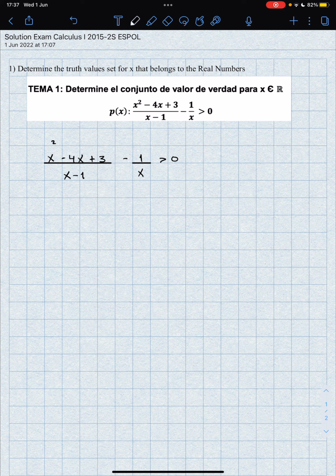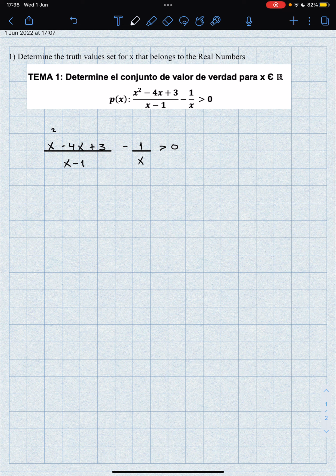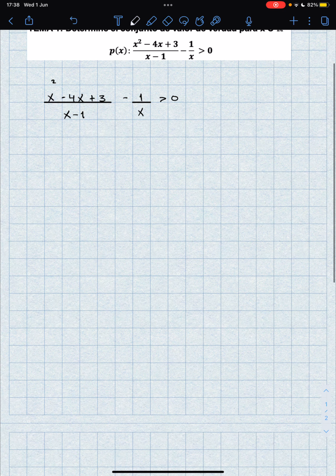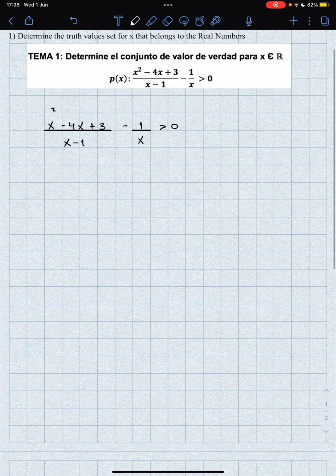Okay, so the first problem says: determine the truth values set for x that belongs to the real numbers. In this case, they want to find the x that satisfies the inequality, which is the x that are going to be greater than 0. So first of all, we write the equation, as you can see here, and then we try to analyze if we can factorize this equation. So in this case, we can, right?